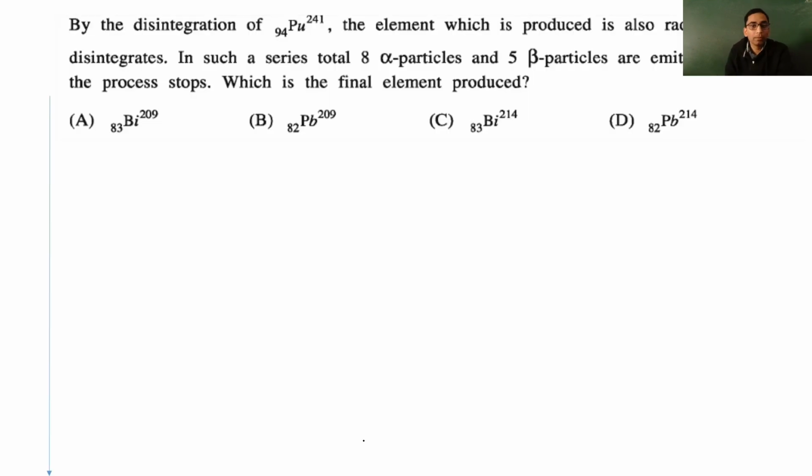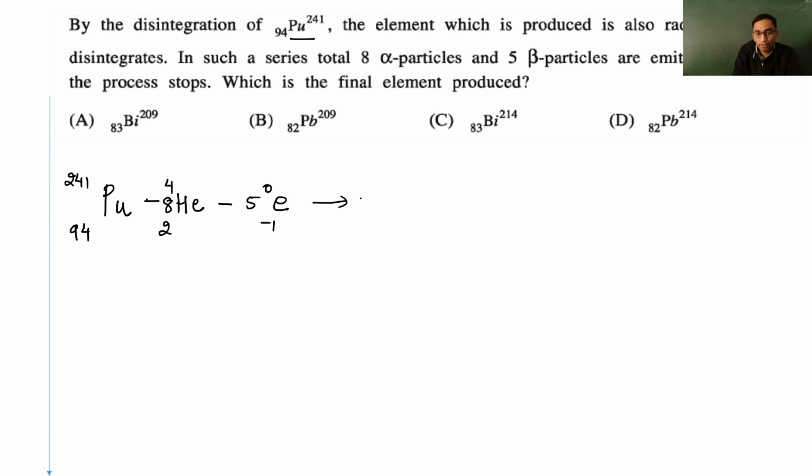Now let's try to solve a few of the numericals related to alpha, beta and gamma radiations. So here we are given plutonium, 94 and 241. Now they are saying the element which is produced is also radioactive, and disintegrates such that there are 8 alpha particles. So after releasing alpha particles, I'm just going to write down He, 2, 4. 8 alpha particles are released, and again 5 beta particles are also emitted. So 5 beta particles are written like this. What is the final element produced?